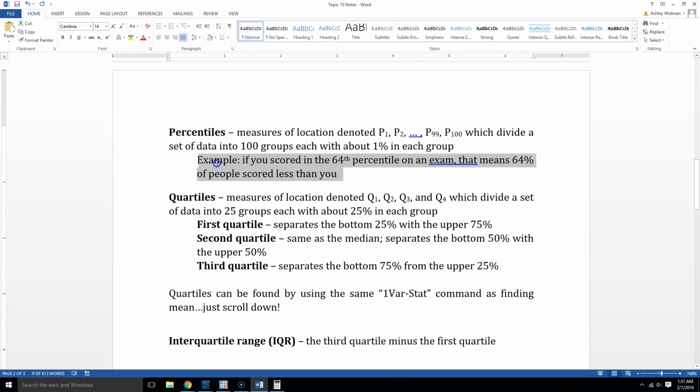Here's an example for a percentile and how to interpret it. If you scored in the 64th percentile on an exam, or maybe the ACT, that means that 64% of the people scored less than you. So a higher percentile means that you did better, granted that a higher number is better.